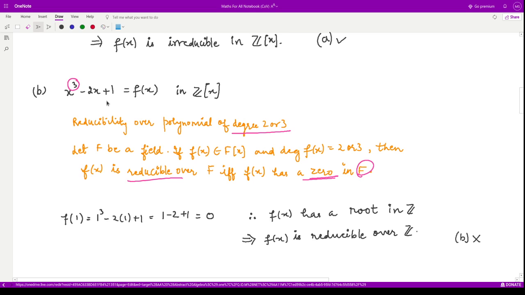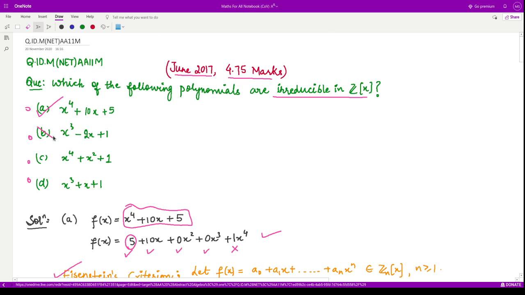Now we have to check whether we have any root for this polynomial in Z or not. You can clearly see, if I substitute x equal to 1 into this polynomial, I'll get 1 minus 2 plus 1, which is equal to 0. Therefore we have a root in integers, which is x equal to 1. Therefore this is reducible in Z. But they are asking, is it irreducible? No, it is not. Therefore option B is incorrect.